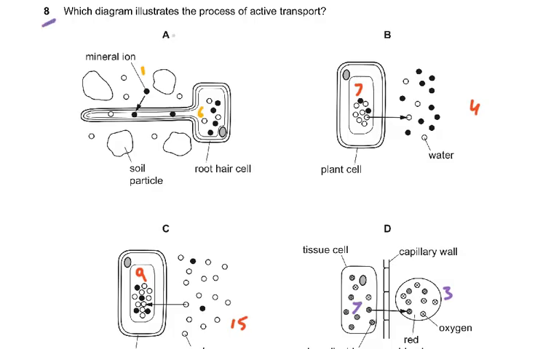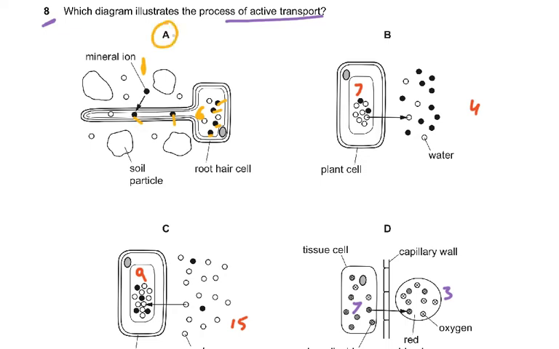Now question number 8: which diagram illustrates the process of active transport? Active transport is low to high. So in every one, just look at the arrow and the molecule. Here you can see there is one of these outside, and inside the cell there are 6 of these black dots: 1, 2, 3, 4, 5, 6. So 1 to 6. So this has to be active transport.